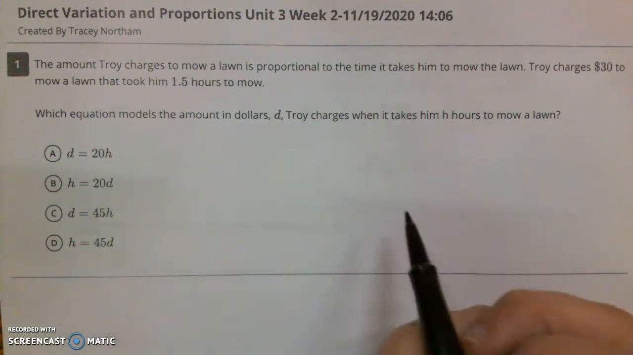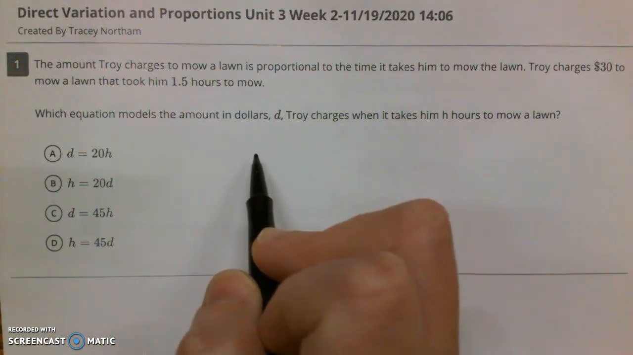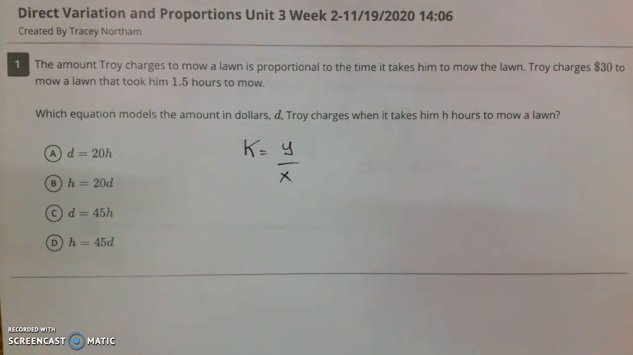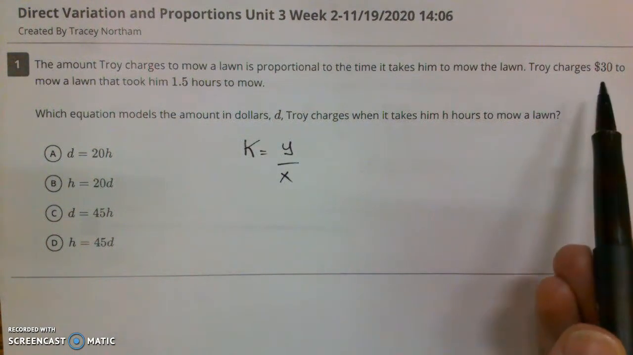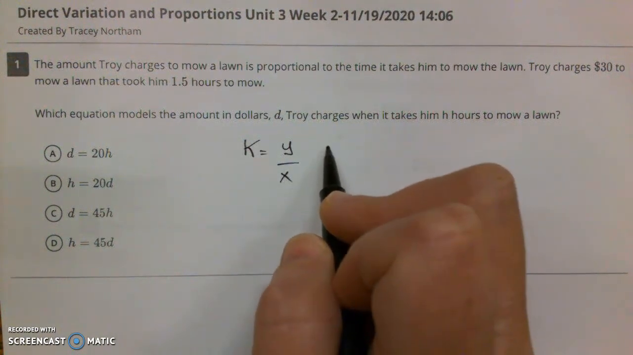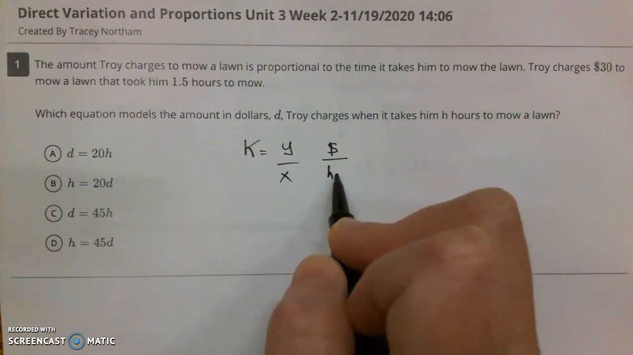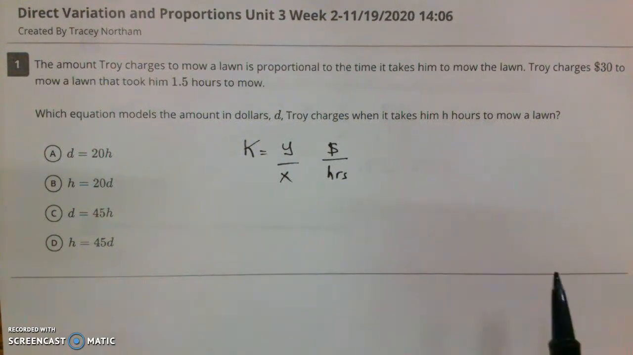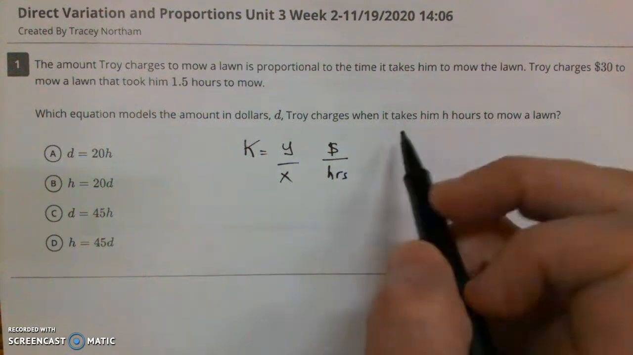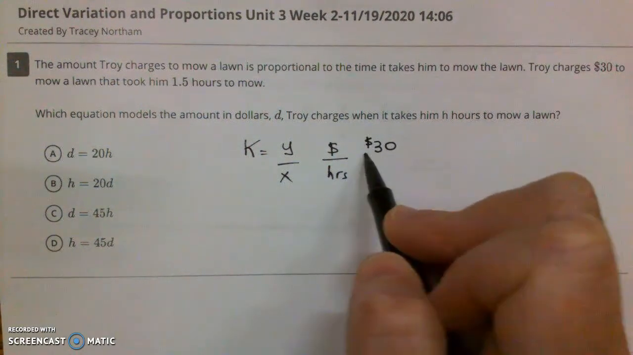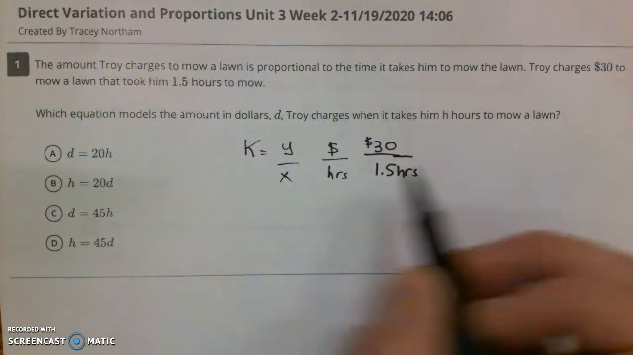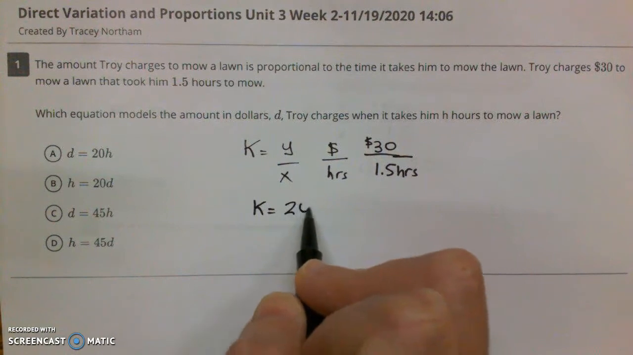Okay, we can find unit rate. We know that K is our unit rate. We can find unit rate K by dividing Y by X. Our unit rate when involving money and hours would be dollars over hours. So dollars is equivalent to our Y variable, hours is equivalent to our X variable. We know we have $30 per 1.5 hours. If we divide that, we get K is equal to 20.